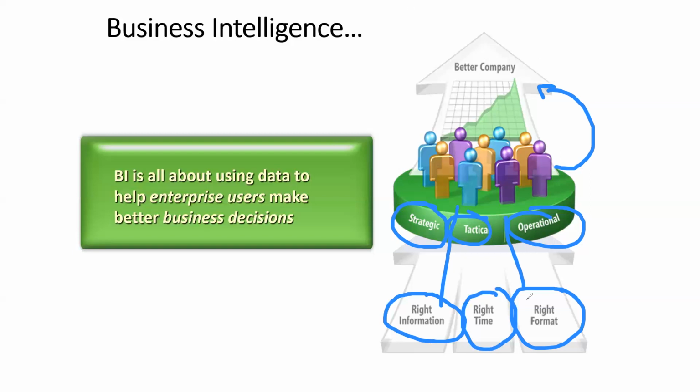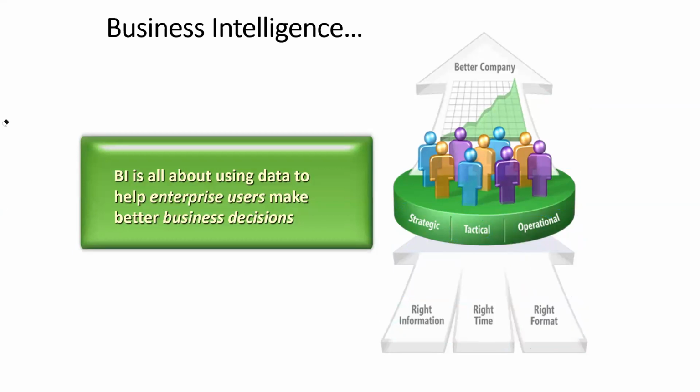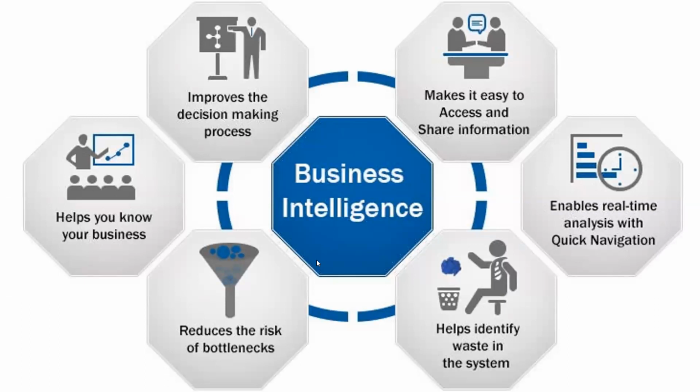The business intelligence process is ultimately presenting the right data at the right time and in the right format. That's it. So what happens if you give this kind of information to the people in the business? It will help them in many ways. Some of them I have drawn here. It will make it easy to access and share information.